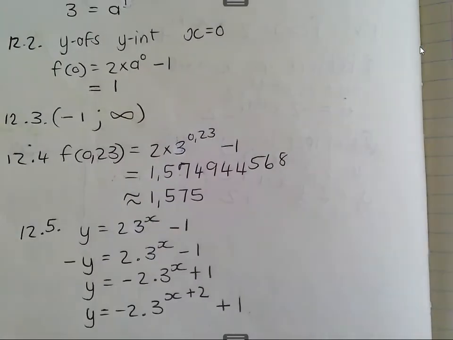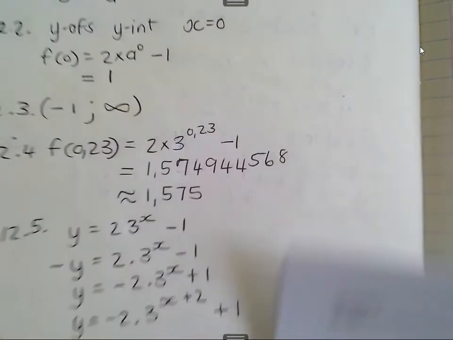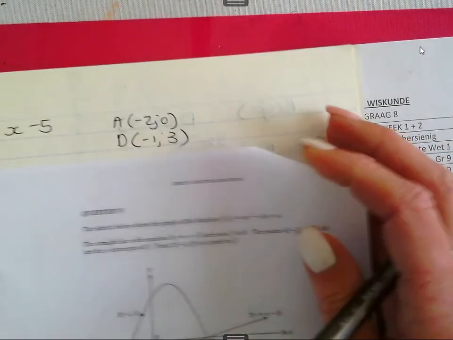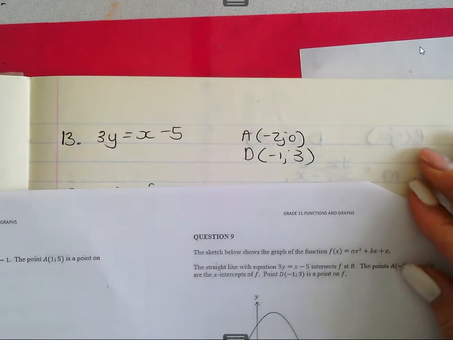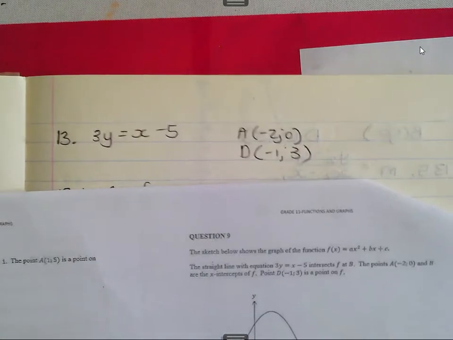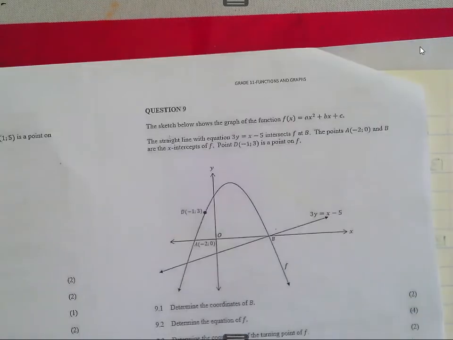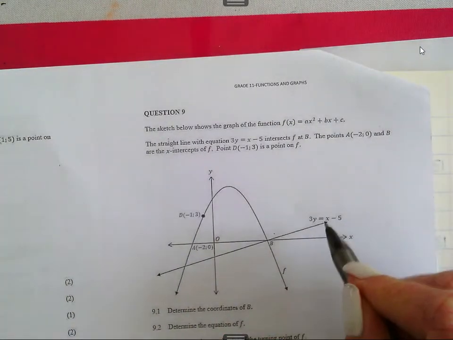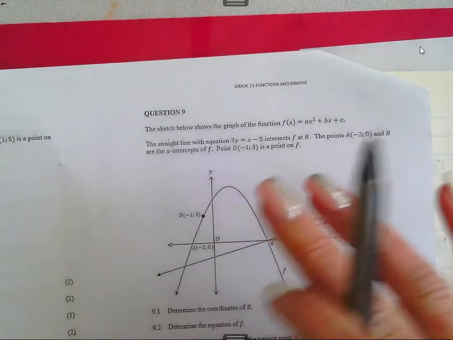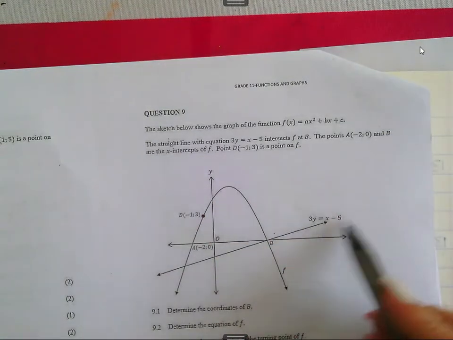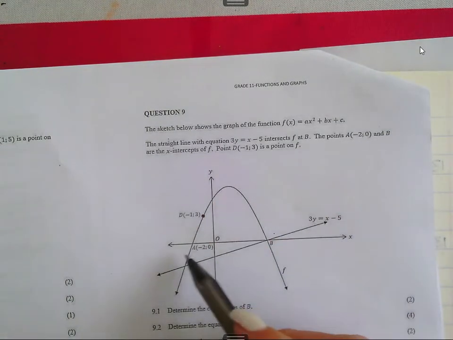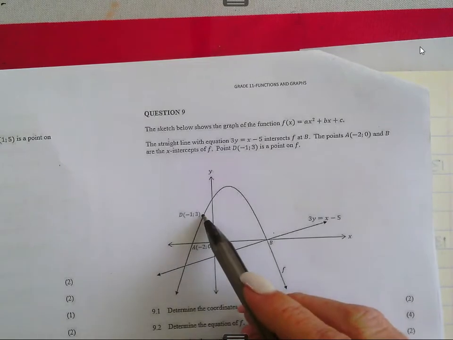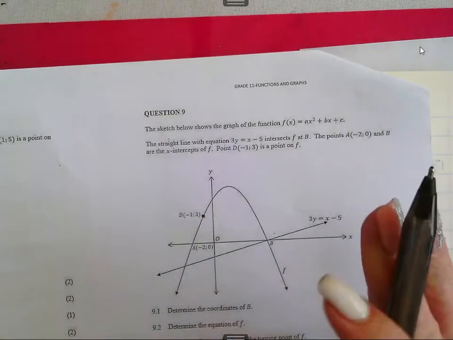Okay, can we go on? Question 9. They gave you the sketch of the graphs. There they were. It's a quadratic function and it's a straight line. If we just consider it as it is here, I have the straight line's equation. I have one x-intercept and another point on the graph. And that's the information that I have.